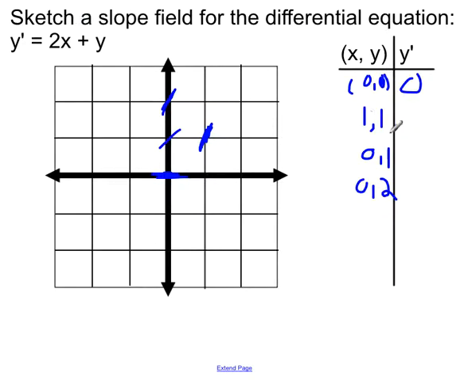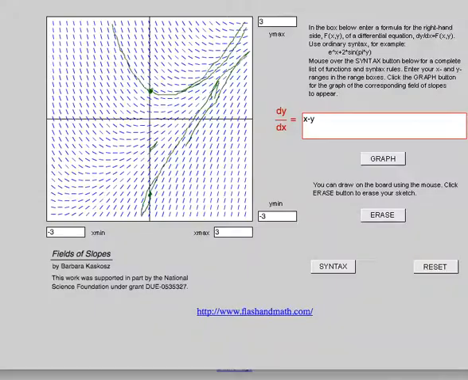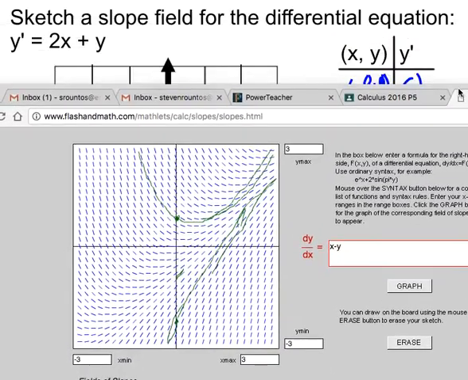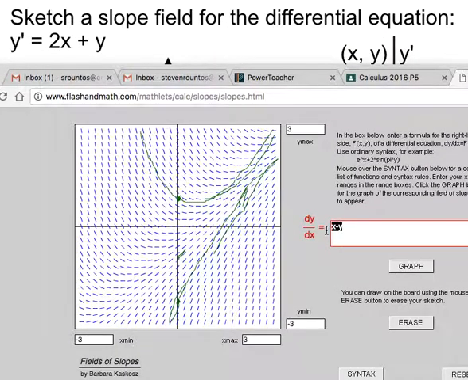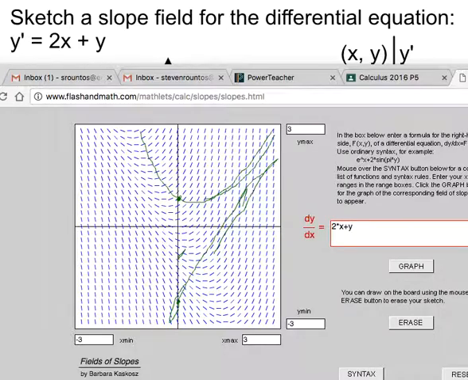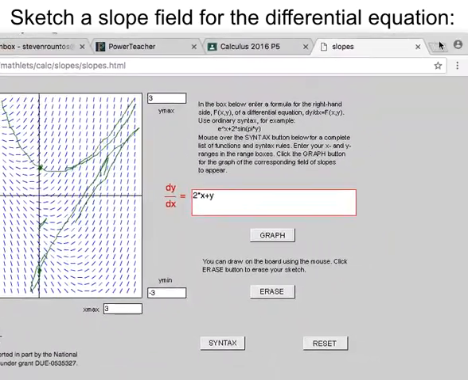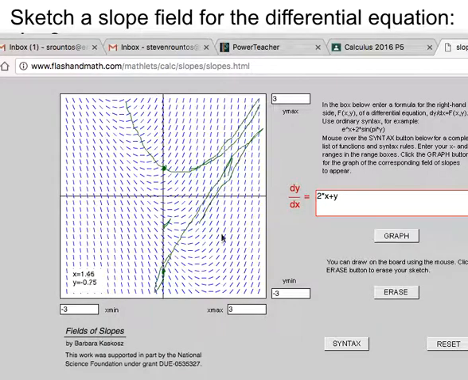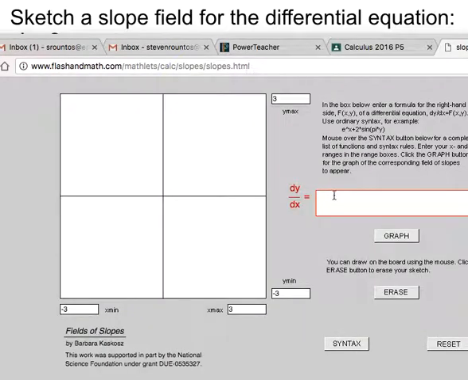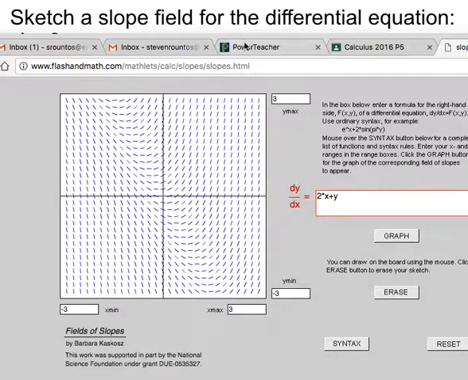Plug it into that website that we just used. If we go back to that website, drag this down here. Let's put in our slope fields. 2 times x plus y. Let's see what this sketch slope field looks like. Oops, let's erase. Sorry about that. How do I erase these? Reset. Good. 2 times x plus y. So that slope field looks something like this.